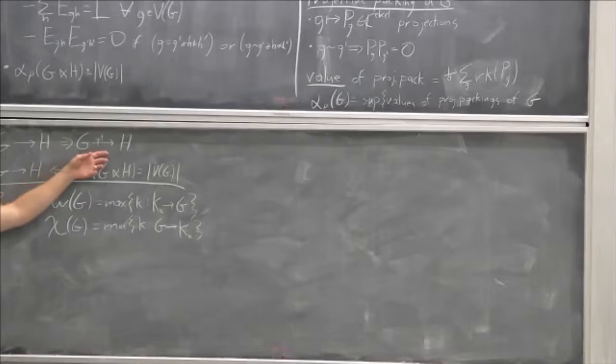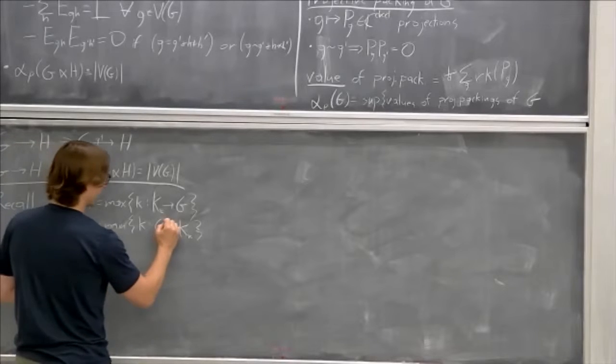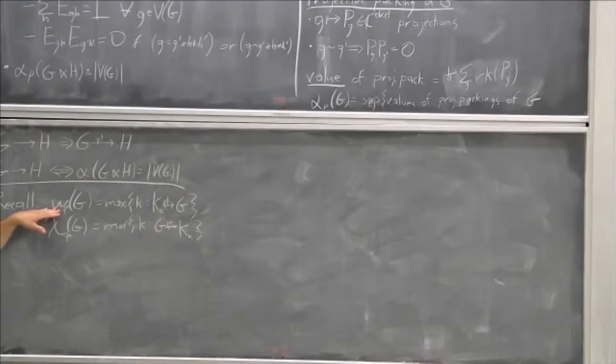I have a notion of quantum homomorphism, so I can just use that to define a quantum analog of chromatic and clique numbers. So I just add QT everywhere I want to add it, and now I have a notion of quantum clique number and quantum chromatic number.